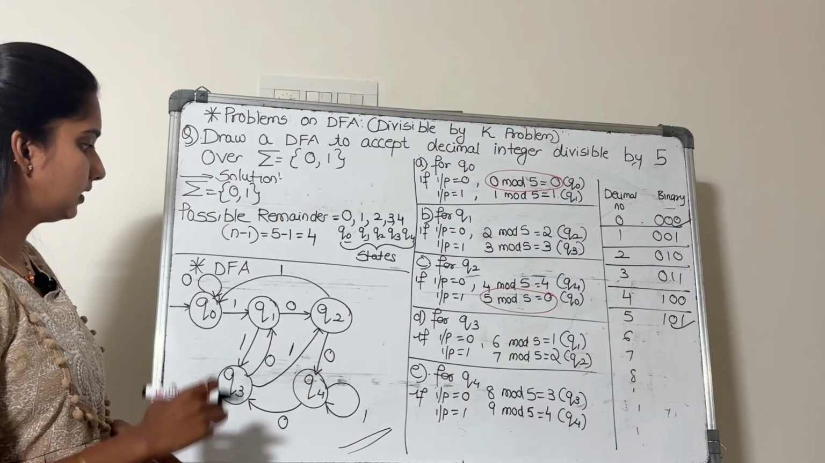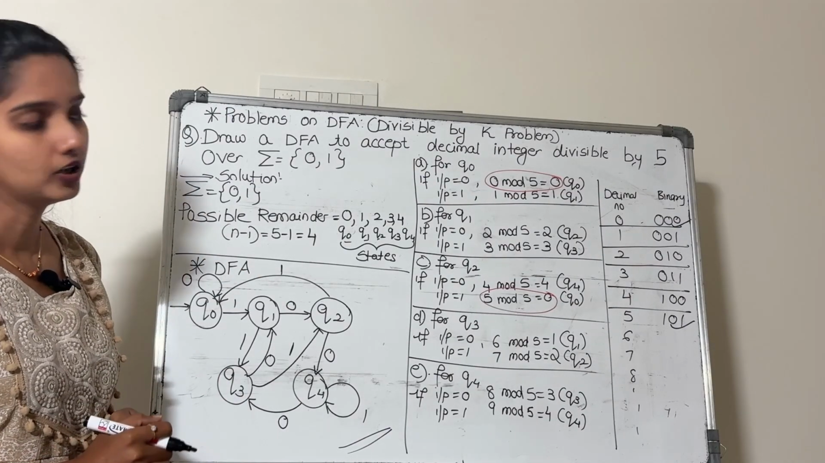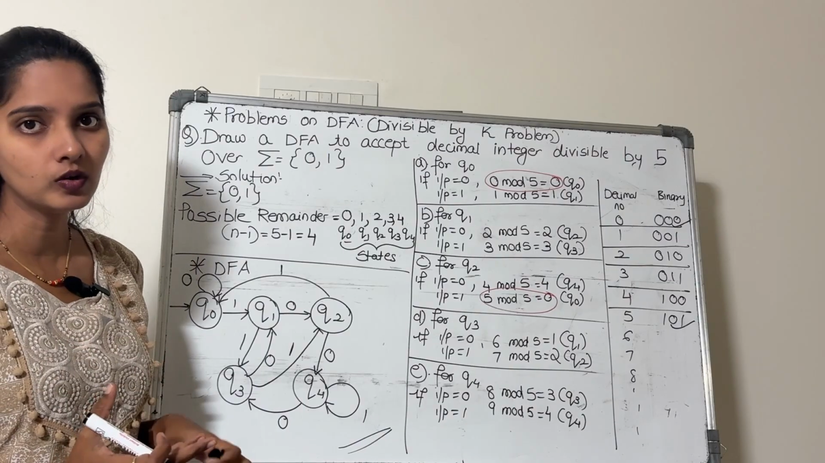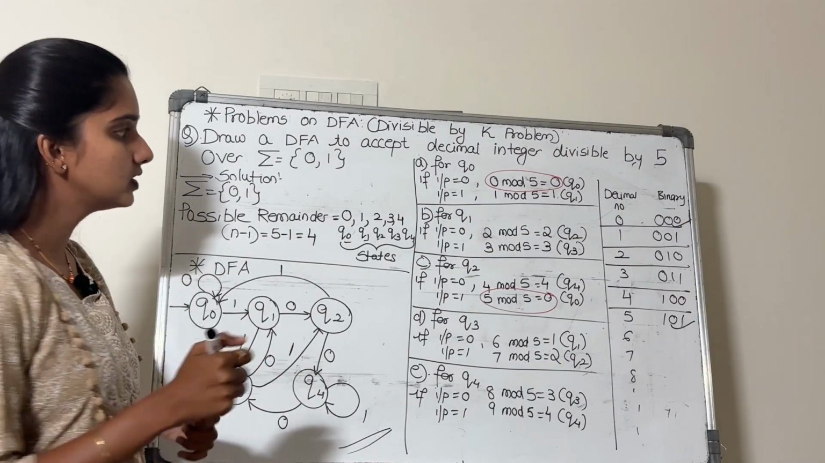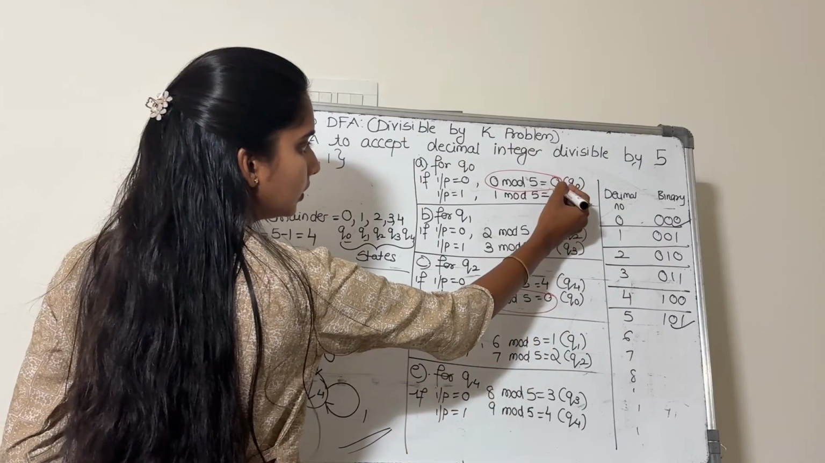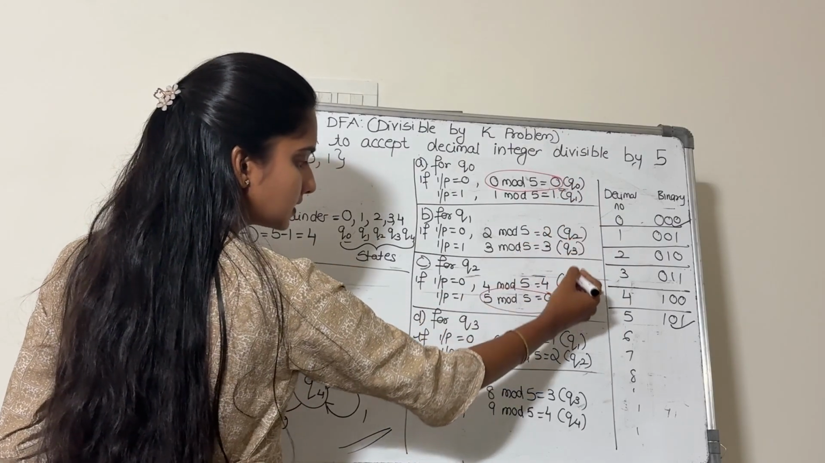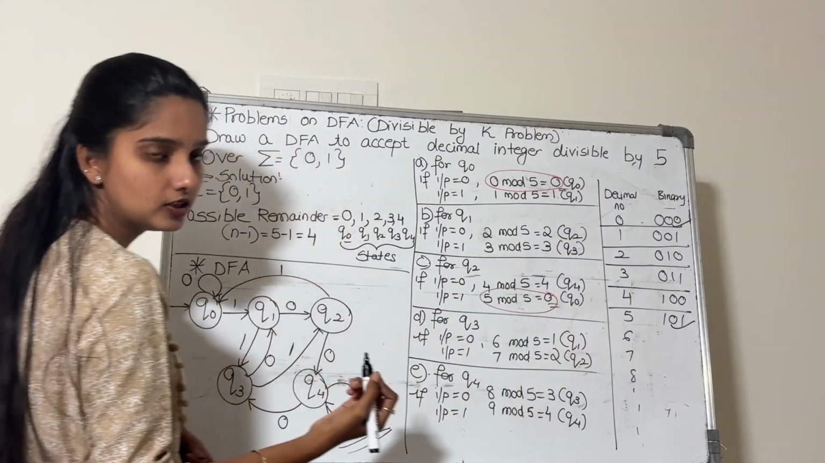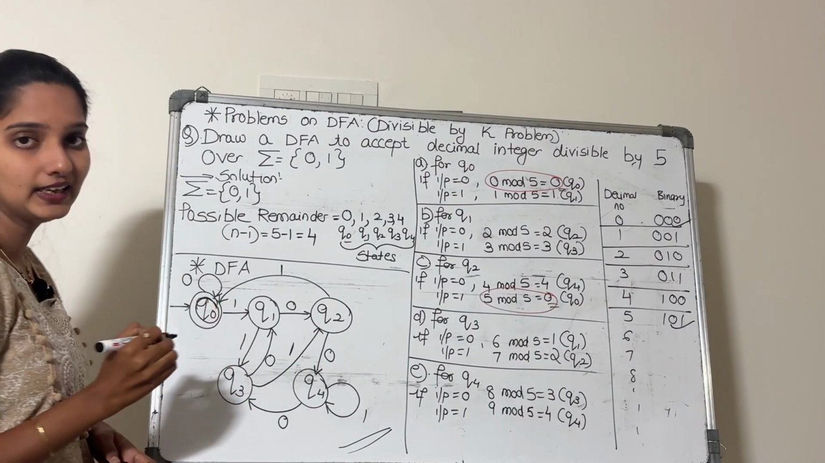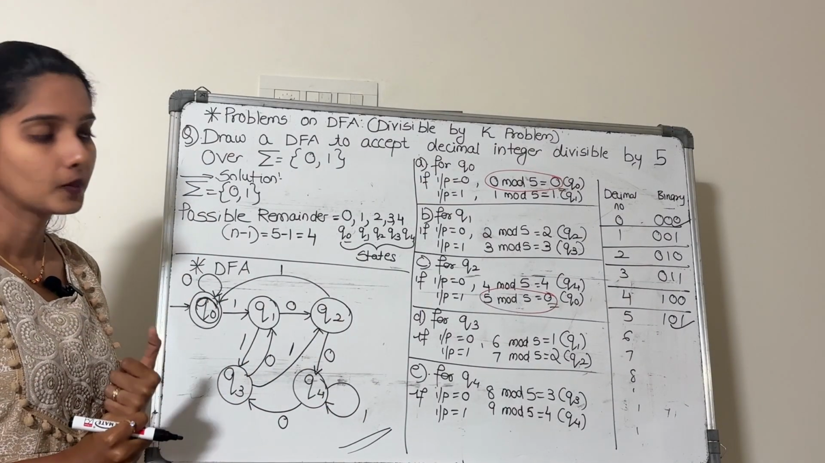Before that, which is going to be my final state? Whichever state gives me the remainder as 0 is nothing but my final state. So in this case, who is giving me a 0? Q0 is giving me a 0, right? Anywhere else is giving again, Q0 is giving me 0. Which means Q0 is going to be my accepting state. Now let us check.